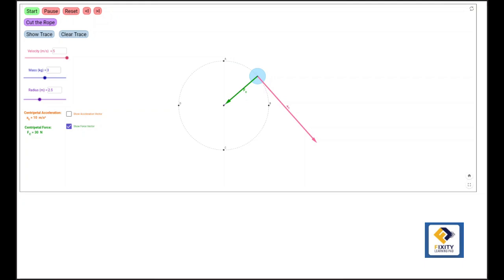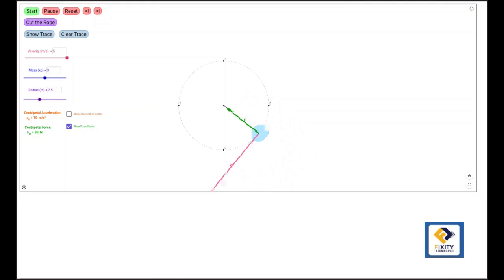The pink one is the direction of velocity at every instant. As you can see, it is changing. But once we resume the animation, wait, let me reset it. Once we resume the animation, you will see that the force is always acting towards that center.